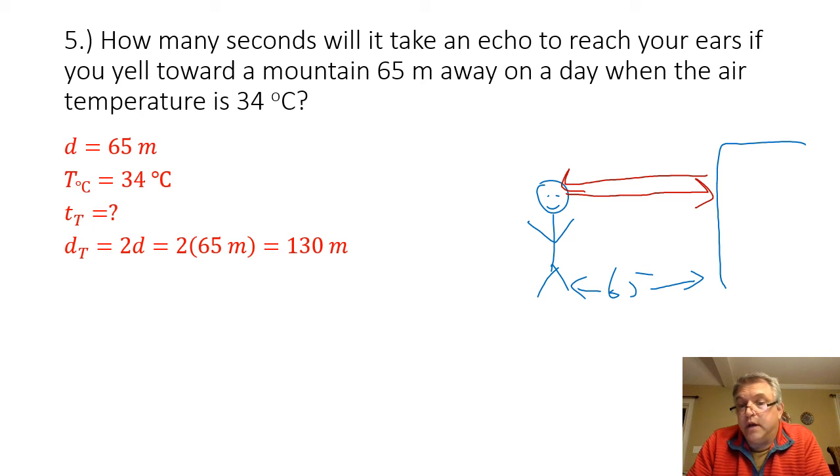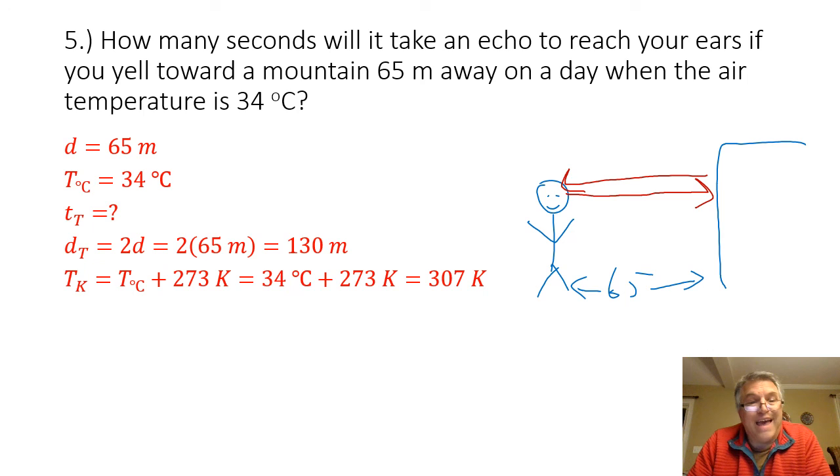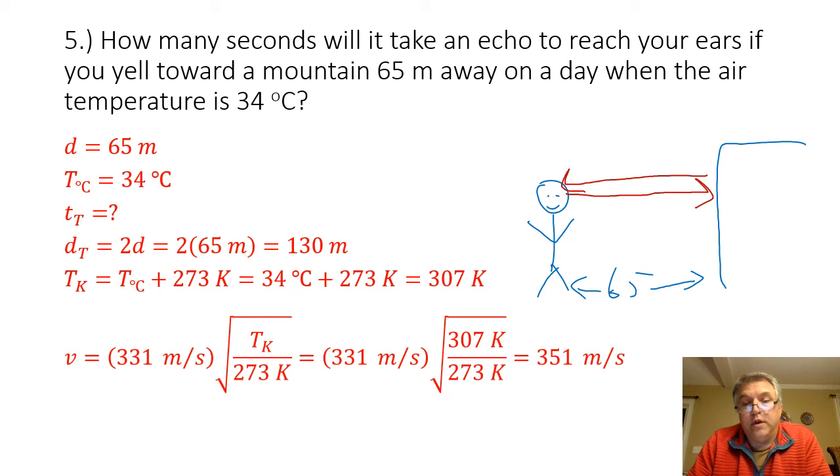I need to find the total time. I know I'm going to need the velocity, and that I can get from the temperature. So first thing I need to do is convert my temperature from Celsius to Kelvin. So I take my air temperature of 34 degrees, add 273 K to that. When I do that, I'm going to get an air temperature of 307 Kelvin. Now I can plug that into my wave speed formula, and when I do that, I will get a speed of the sound wave of 351 meters per second.